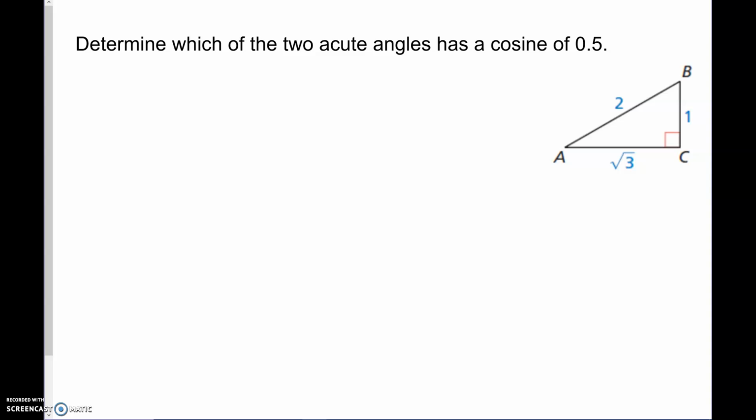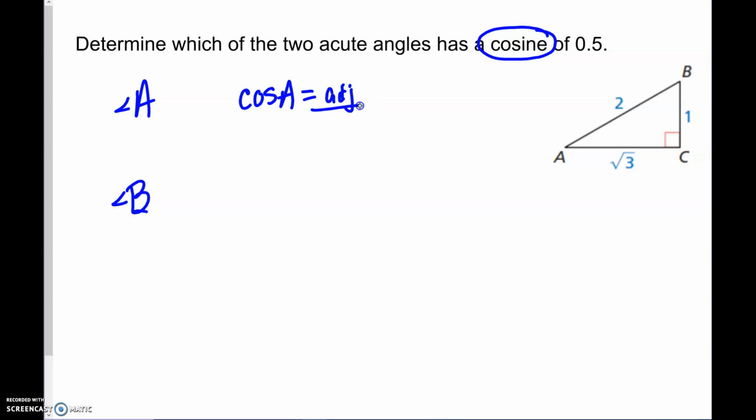All right, so in this first question, determine which of the two acute angles has a cosine of 0.5. So we have two acute angles, angle A and angle B. If we're going to do the cosine of A, that ratio is adjacent over hypotenuse. So from A, adjacent is going to be root 3 over the hypotenuse 2.